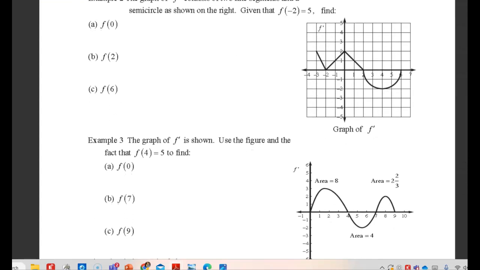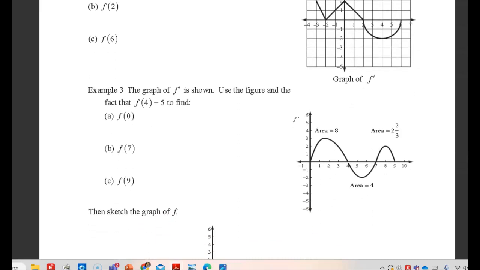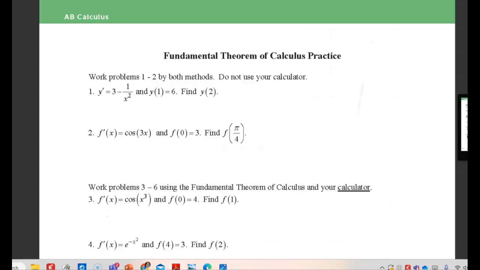Alright, we did this page on our homework already, so did I even give it to you? I think I was smart and I didn't copy it in yours. Okay.